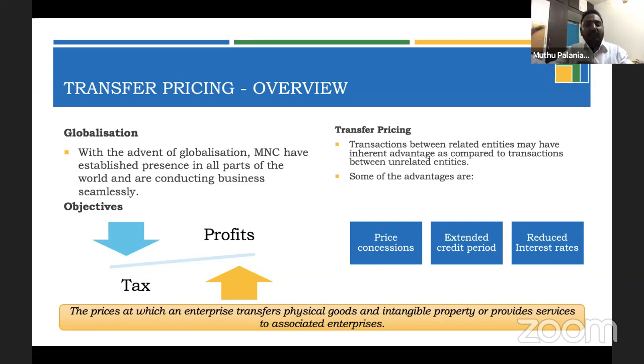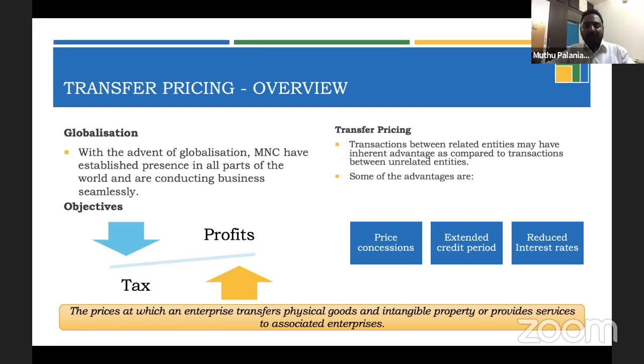If we take Infosys, for example, Infosys has set up branches and subsidiaries across countries. Similarly, Walmart from the US setting up here, Amazon setting up in India. All these prove that transactions are seamlessly happening across countries. Across countries, transactions happen either within the group entities or outside the group entities. So transfer pricing comes into the picture when it happens with the group entities.